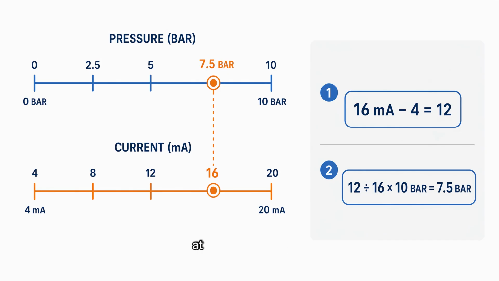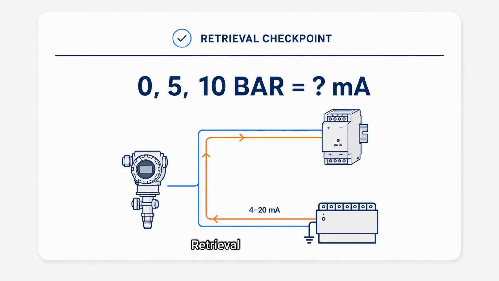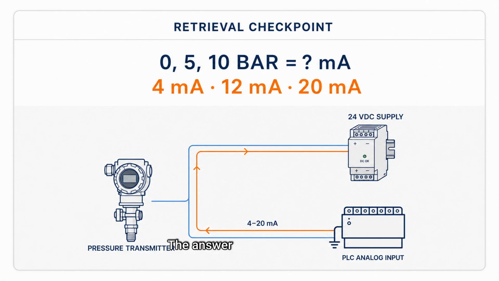For example, at 16 milliamps, subtract 4 to get 12 milliamps above 0. Divide 12 by 16, then multiply by 10 bar. The result is 7.5 bar. Retrieval checkpoint. Without looking back, state the current for 0, 5, and 10 bar. The answer is 4 milliamps, 12 milliamps, and 20 milliamps.